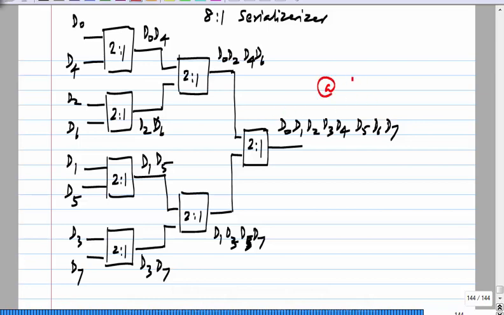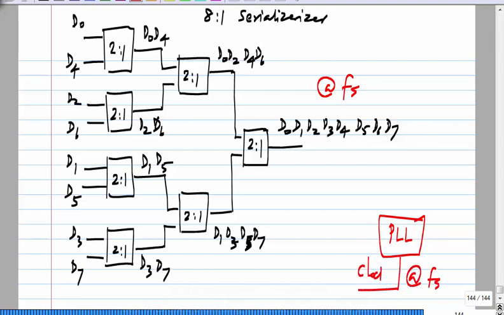And let us say the output is at some fs. Typically you have a clock generator using a phase lock loop. We will come to phase lock loops later, which generates a clock at fs. Then you have to divide that by 2, because this serializer's output is at fs. So the clock driving this is at fs by 2.